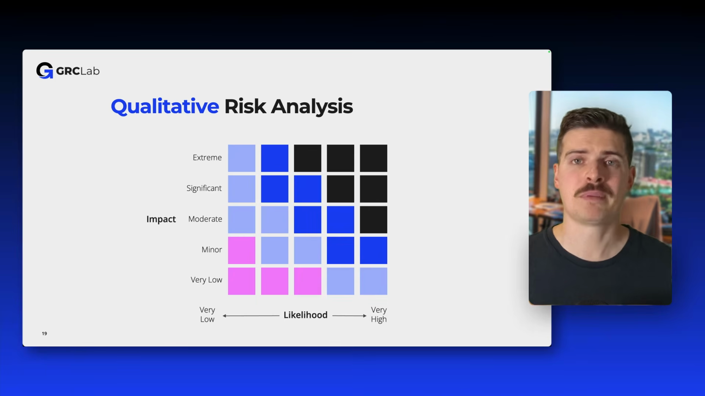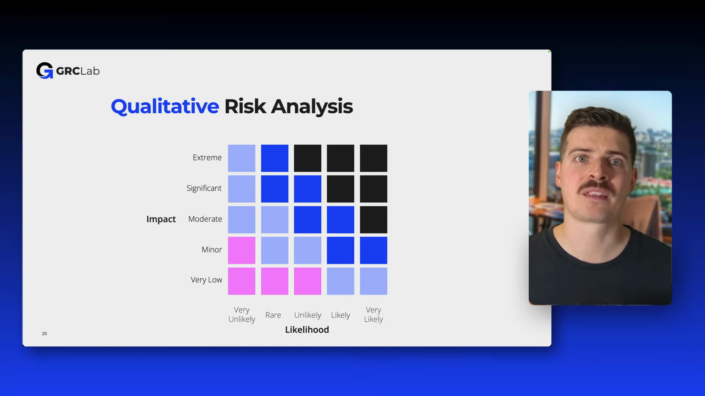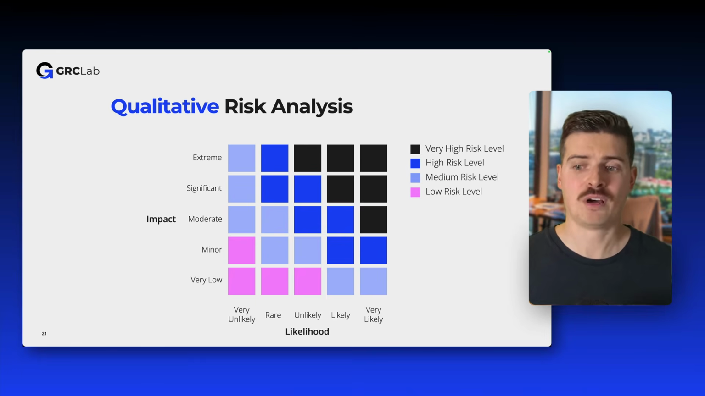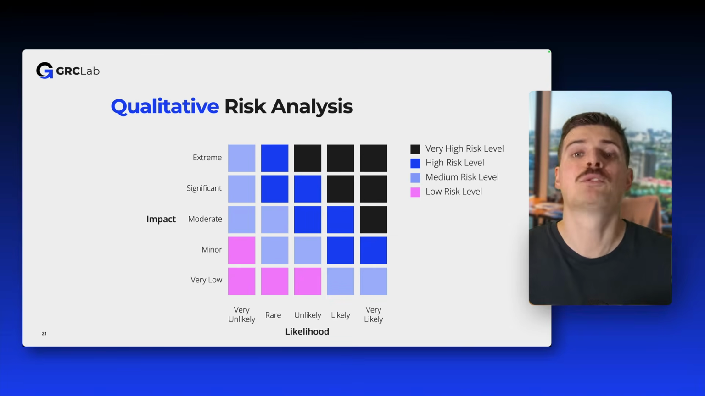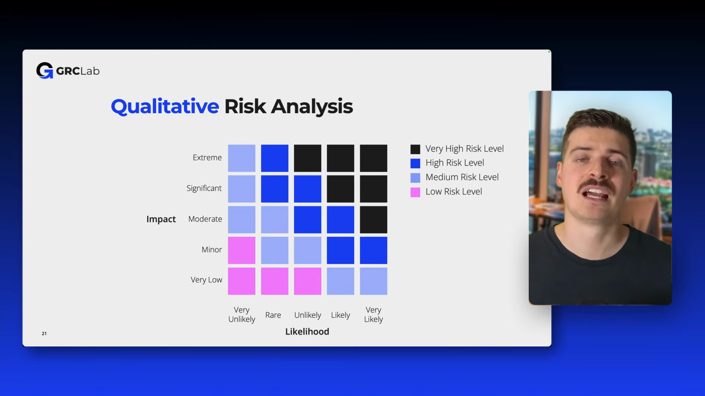Now, in this example, the impact has the following levels: very low, minor, moderate, significant, and extreme. The likelihood can be classified as very unlikely, rare, unlikely, likely, and very likely. Now, each combination of impact and probability represents a certain level of risk. In this example, we have 4 levels of risk: low, medium, high, and very high. Impact and likelihood are the risk evaluation criteria that help us to determine the corresponding risk levels.